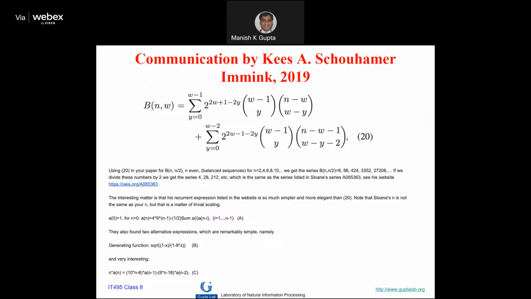So basically we are looking at balanced sequences, where the GC occurrence is balanced, total n by 2. For n equal to 2, 4, 6, 8, 10, he got a series like this: 8, 56, 424, and so on. If you divide these numbers by 2, you get this series: 4, 28, 212.